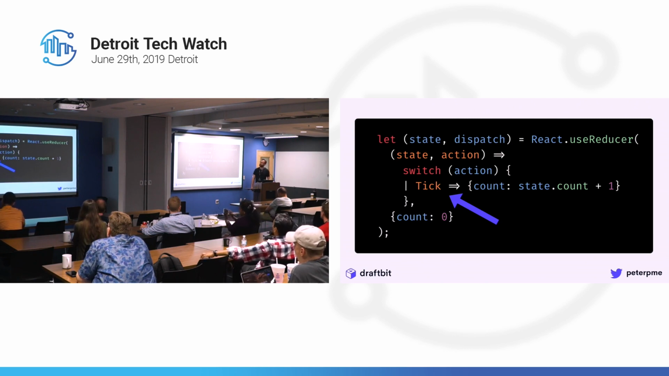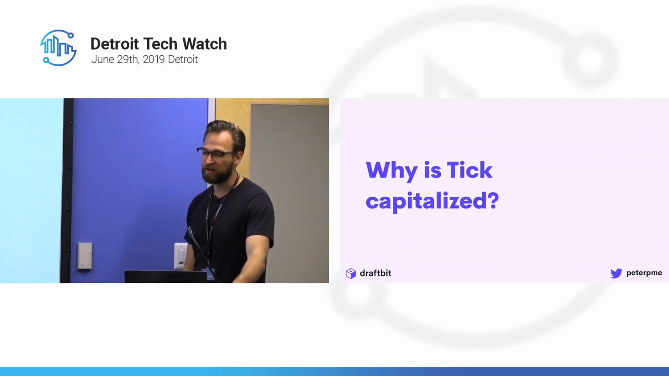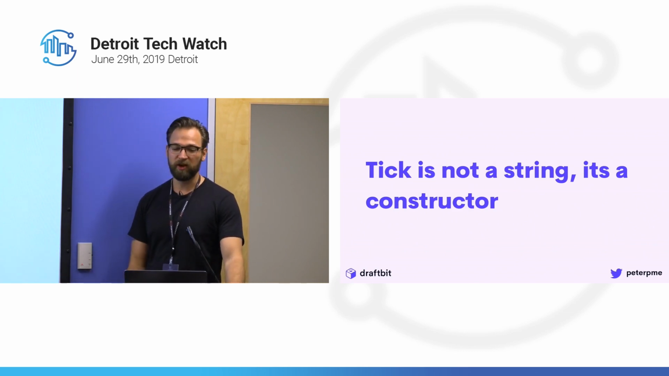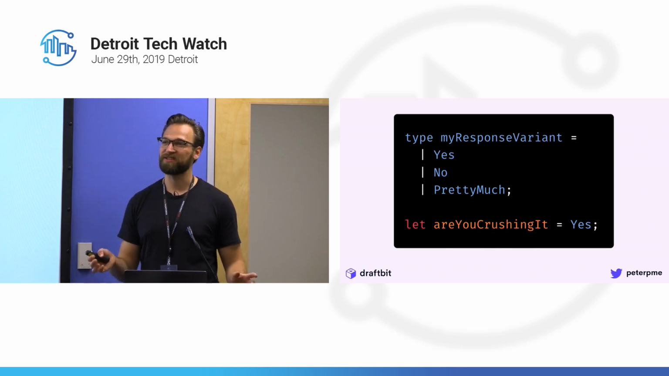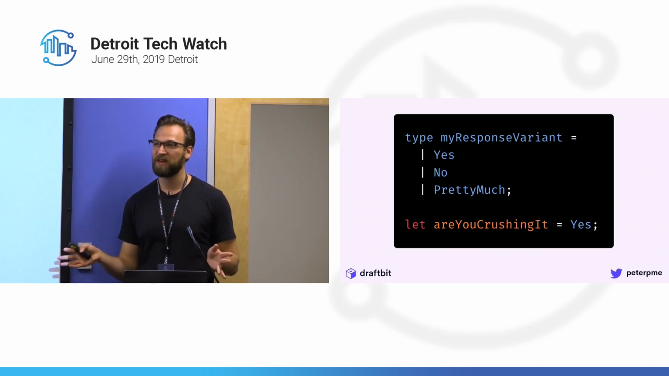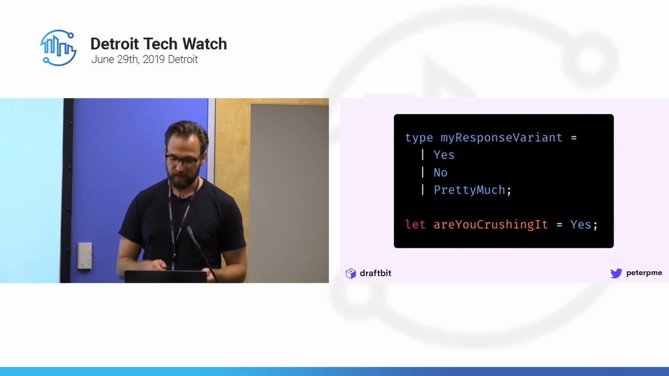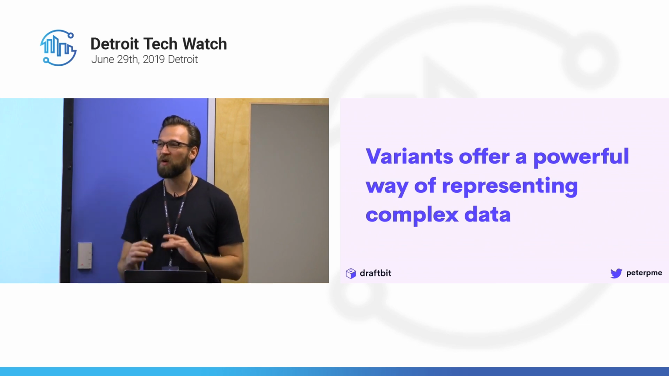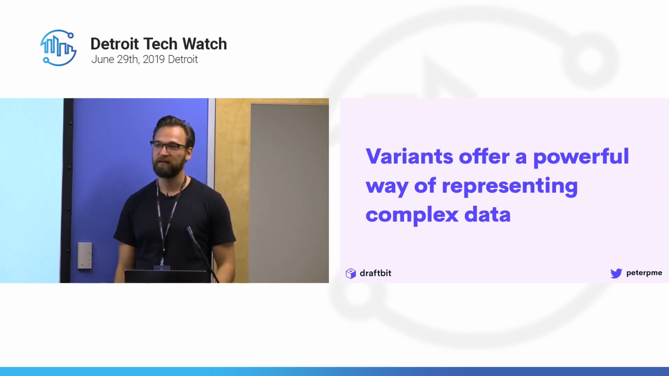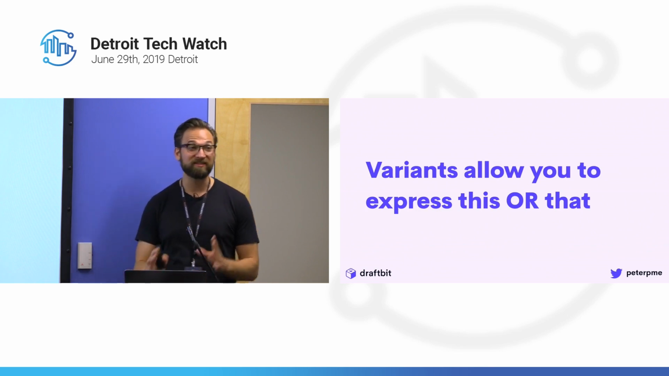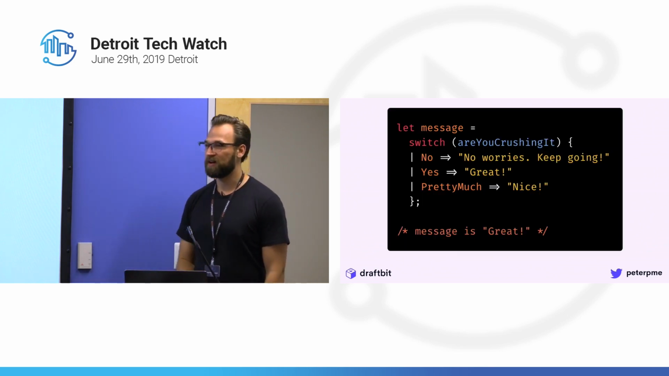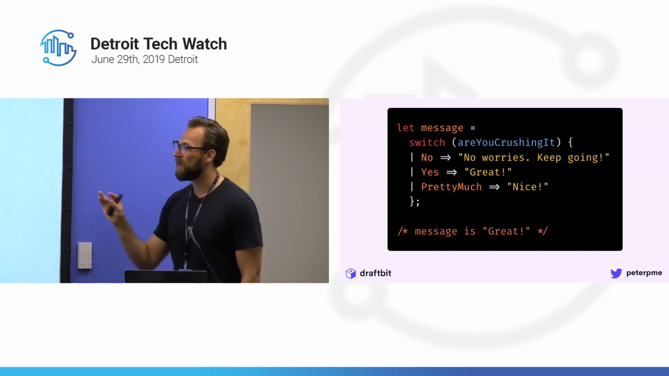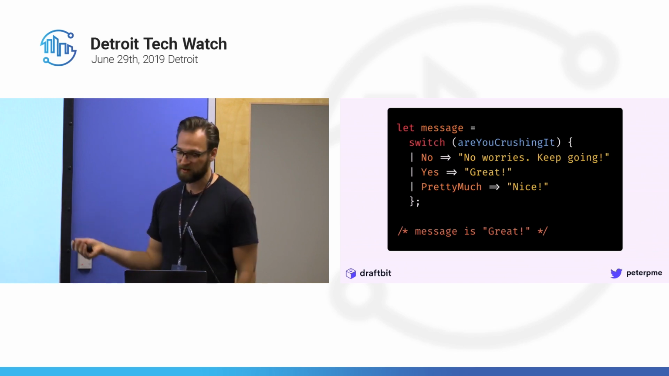So tick, why is that capitalized? It's called a constructor, and it's not a string. It works similar to the constructors that we know, but they are a little different. The fun thing to do with Reason is pair those constructors together into what's called a variant. Variants are a way to show off complex data, and it's always this or this or this. In this simple case, it's either yes, no, or pretty much, and depending on the case that you match, you'll get that result.